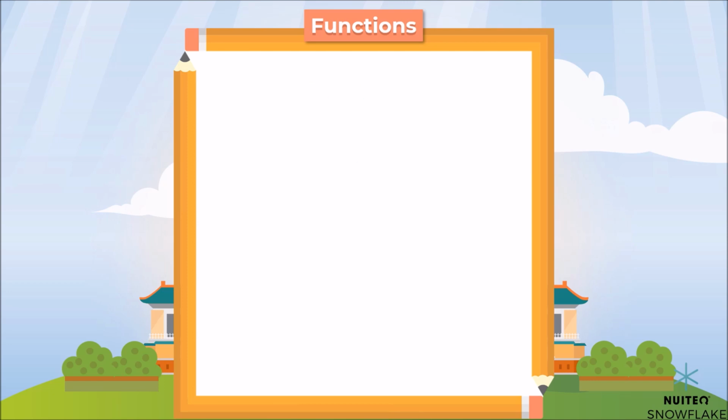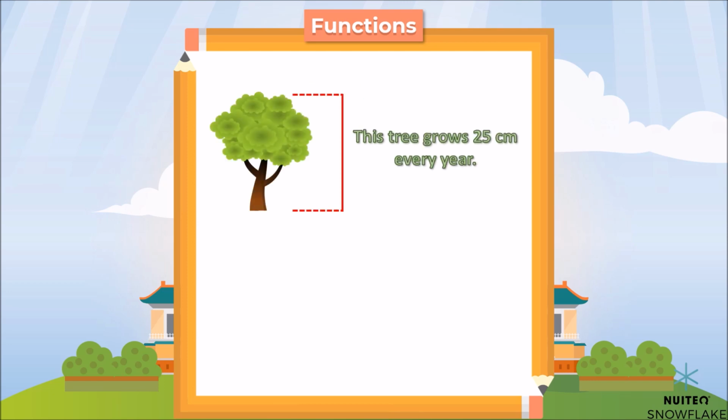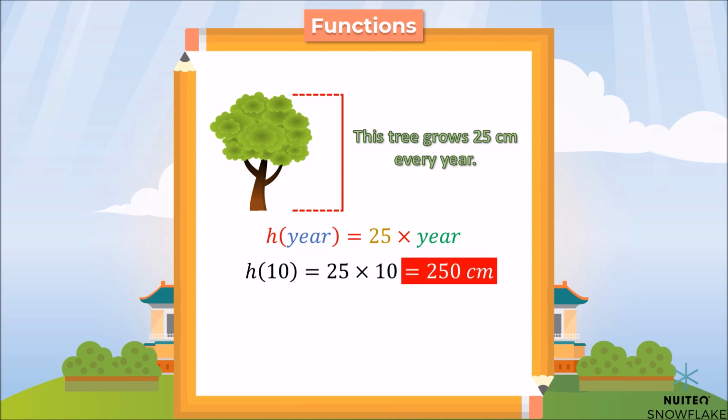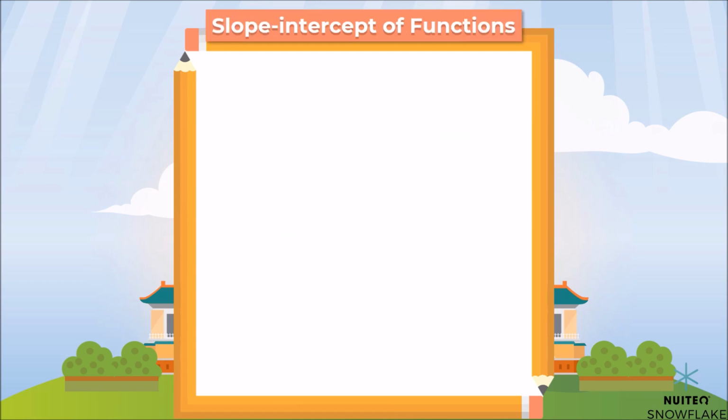Now let's check this real-world example. This tree grows 25 centimeters every year, so the height of the tree is related to its age using the function h. So, if the age is 10 years, the height is 250 centimeters. If we evaluate the functions with different inputs, we have these values. This means that any input produces only one output. Cool, right?